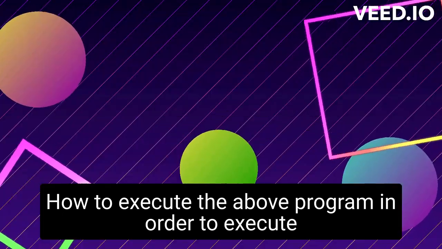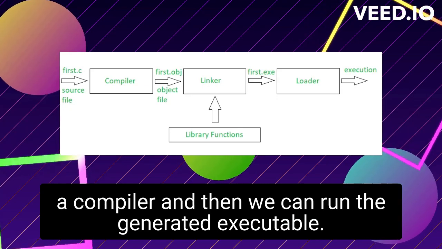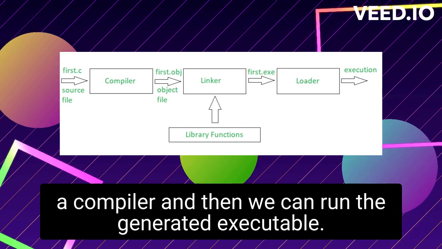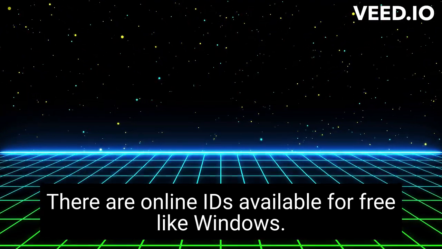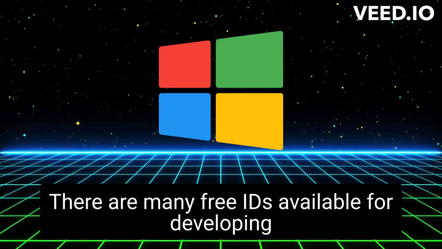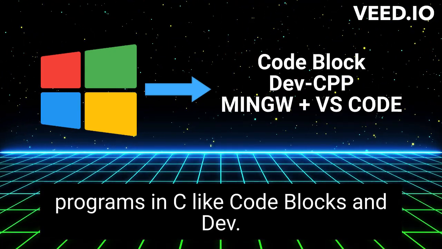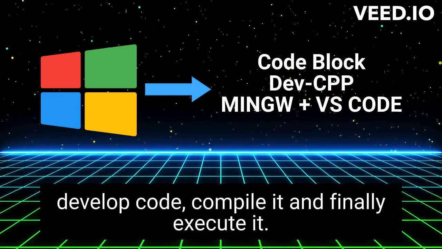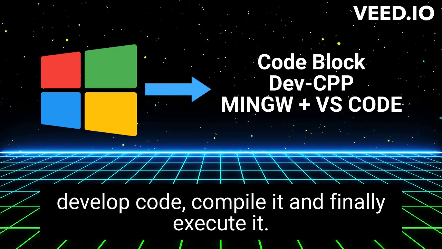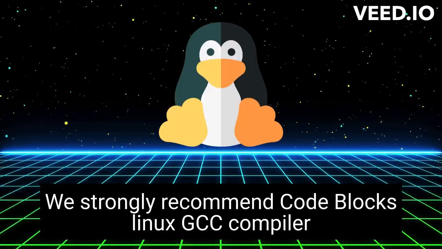In order to execute the above program, we need to first compile it using a compiler, and then we can run the generated executable. There are online IDEs available for free. Windows. There are many free IDEs available for developing programs in C like CodeBlocks and DevCpp. IDEs provide us with an environment to develop code, compile it, and finally execute it. We strongly recommend CodeBlocks.